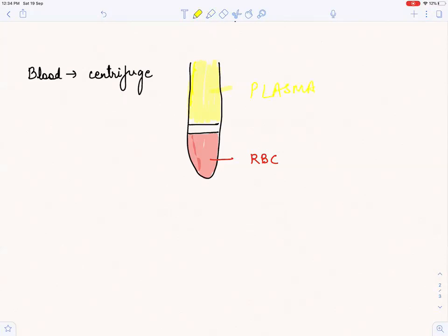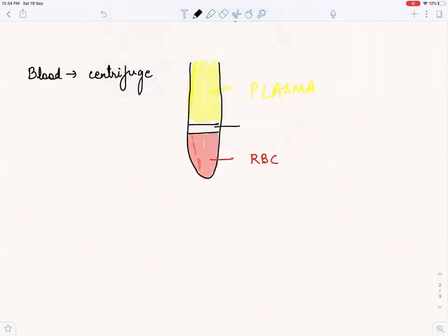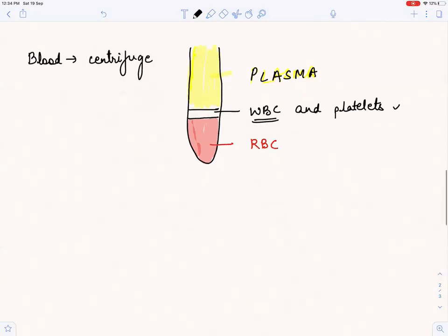This is plasma, and in between there will be what? There will be this buffy coat. There will be WBCs and platelets, right? So the denser, the RBC, WBC and platelets, and then I'll write it with black, and plasma. Okay, so now let us see something about WBC. Okay, you get this point? So it means that blood is made up of formed elements and plasma. These are the things that get separated.